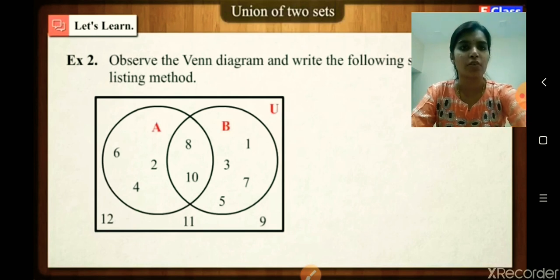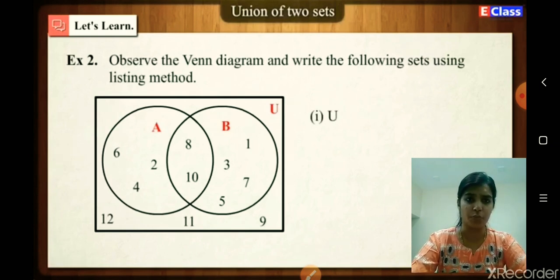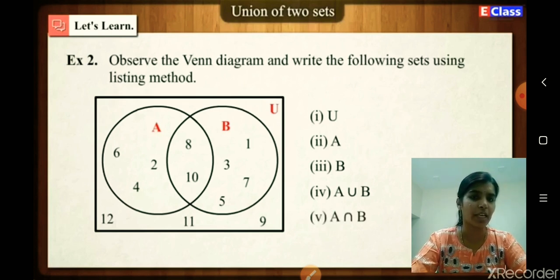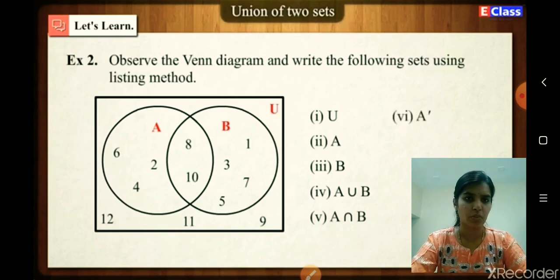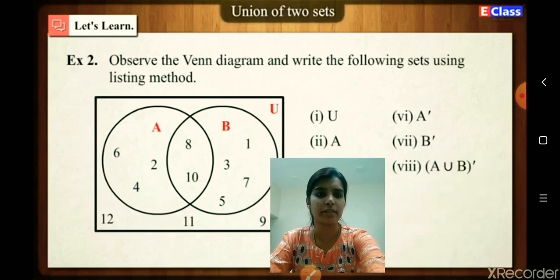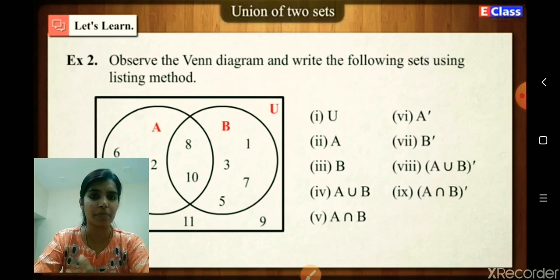Okay. So observe the following Venn diagram and write the following sets using the listing method. So can you write down these? U is equal to, in U, A and B, you have to write down all these by the listing method. I will teach you how to write them down. Then A union B, it is also possible to write down. And the fifth one, A intersection B. So one by one we will see it. A complement, B complement, okay. And next one, A union B complement, A intersection B complement.